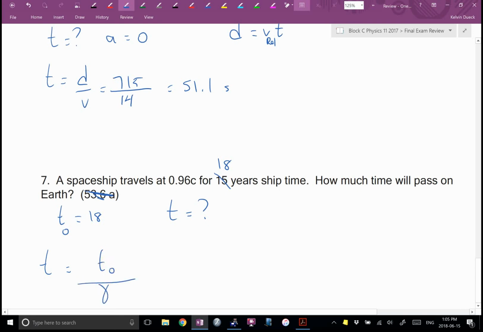Which we said, now you're starting to see why we said we can represent it with a gamma. It's easier to write, where gamma is the square root of 1 minus v over c all squared, because that thing showed up in all of the relativity equations. It's called the Lorentz factor, named after a mathematician whose last name was Lorentz. So it's going to be 18 divided by the square root of 1 minus 0.96c over c all squared. Is that correct? Do you see?